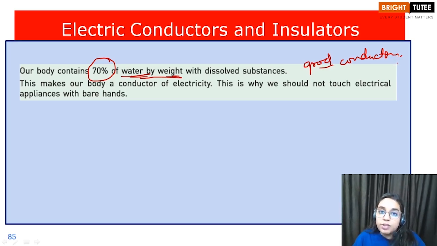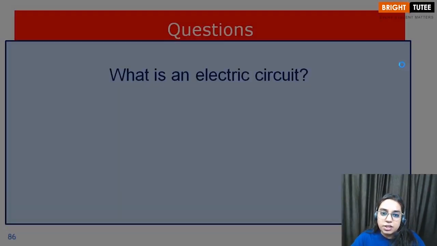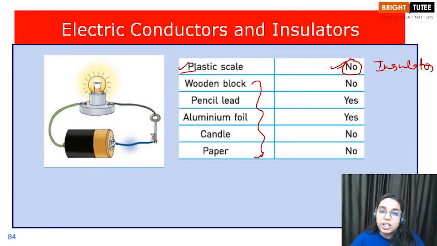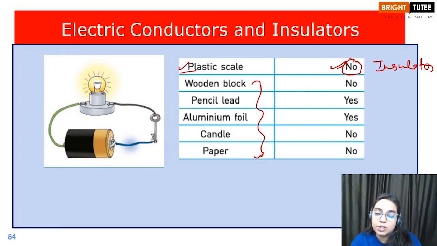We should always be careful with electrical appliances. We should always wear rubber slippers while handling these electrical devices. Okay children, I hope that you will be very careful around these electrical appliances. So children, this is it. This was all about electrical conductors and insulators, and I am sure that you would have understood the concept really well. Thank you so much for your attention.